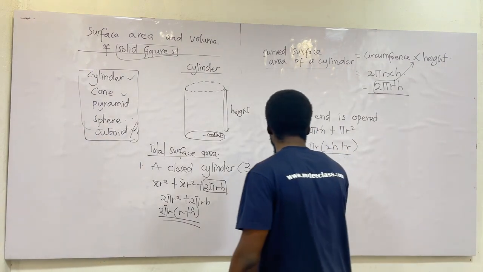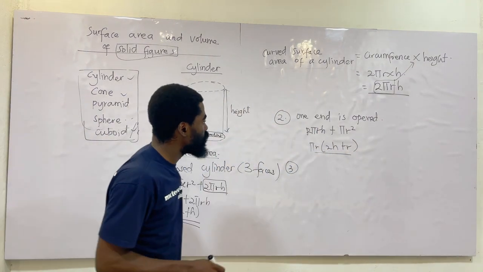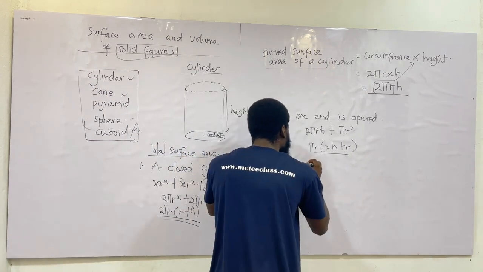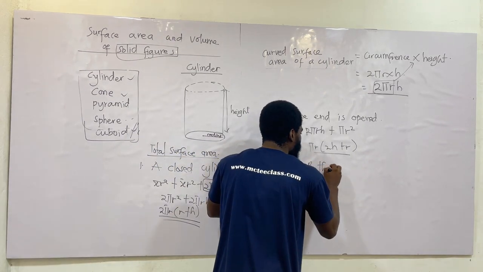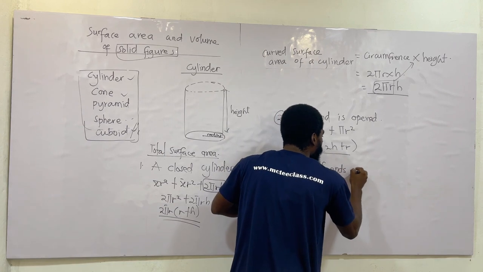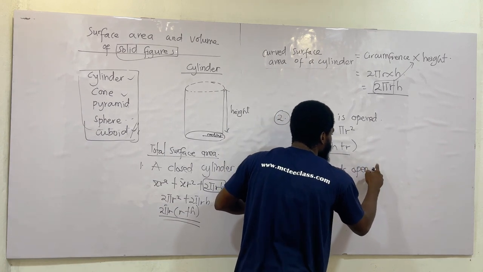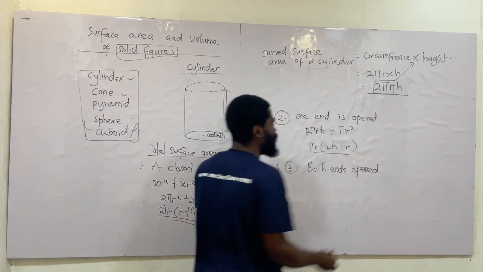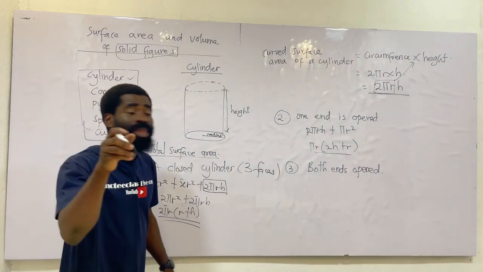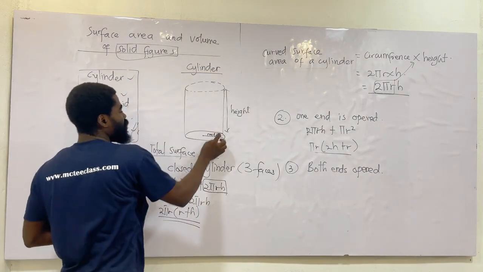Then for the third one, what are we going to do here? With both ends open, what do we do? With both ends open, that means we don't have this, we don't have that.